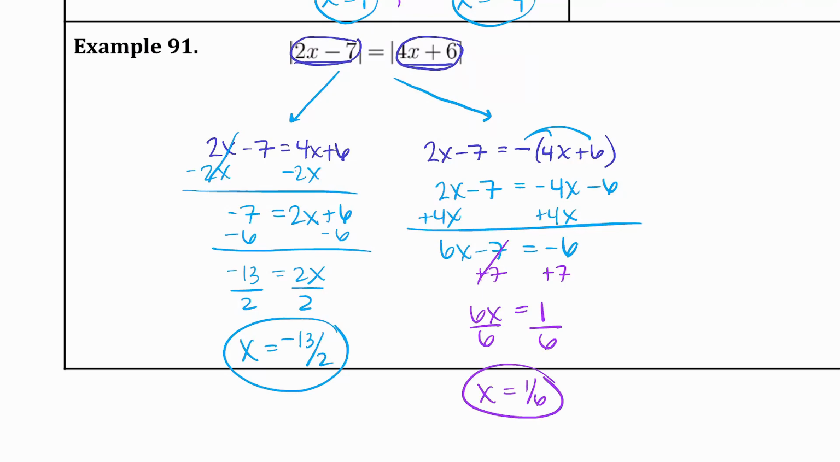And that is how we solve absolute value equations. We have to take into account that our answer, what's inside the absolute value, could be a positive, could be a negative.